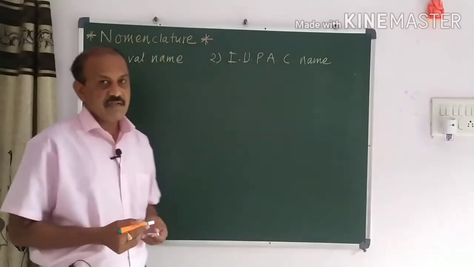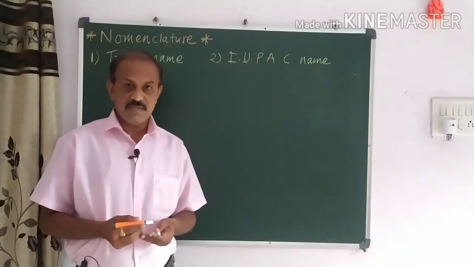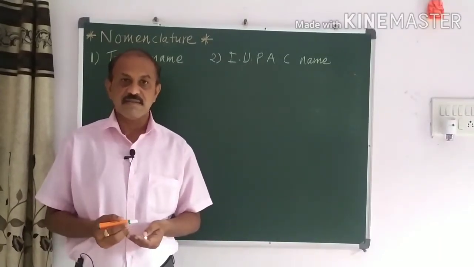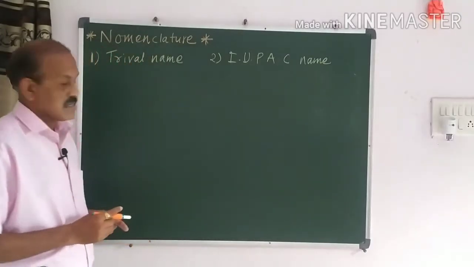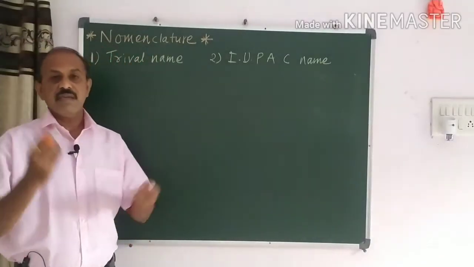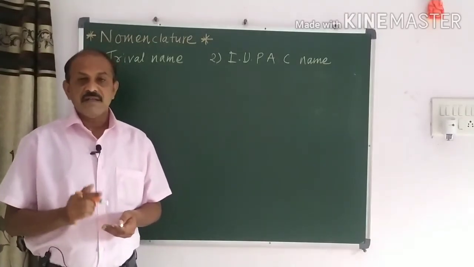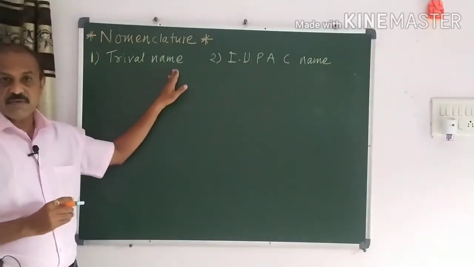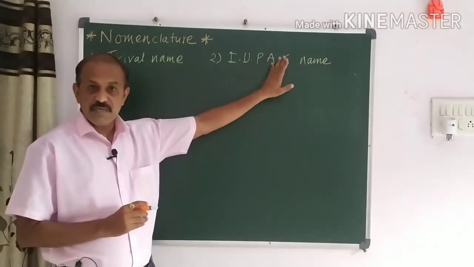Today we will discuss the next part of the topic, that is nomenclature. No doubt this is the third parameter according to the sequence which I discussed in my previous video. So we have to see what nomenclature is. The process of giving a name to an organic compound is called nomenclature. There are two processes of giving the name. One of them is the trivial name, which we may call the common name, and the second one is the IUPAC name.